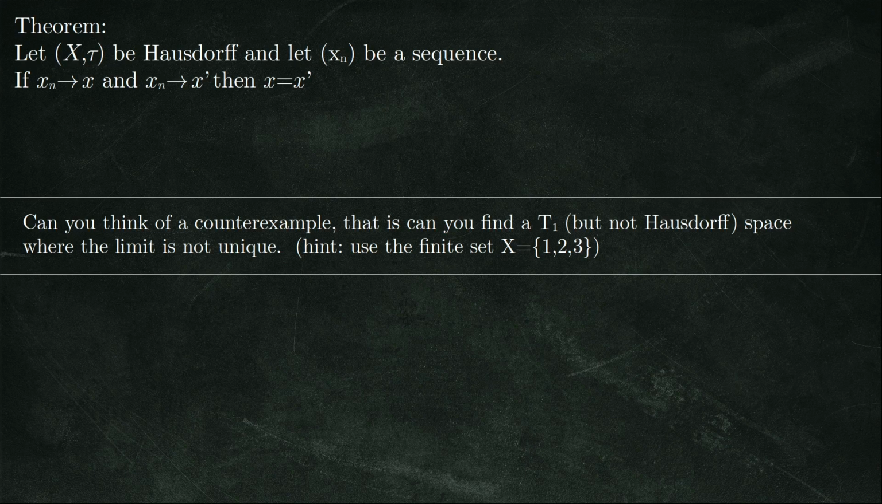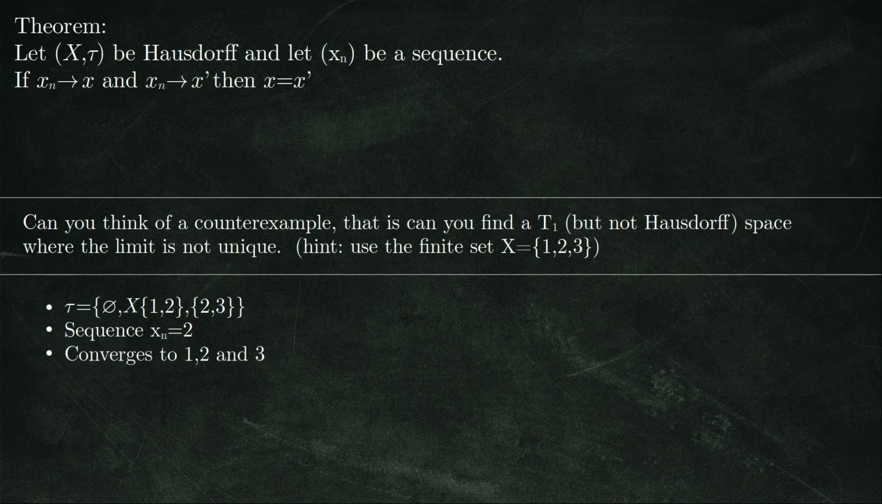Okay, now you've had a think. I'll give you at least one example. Our topology is here. The sequence is just the constant sequence 2. In this space, this converges to 1, 2, and 3. So here, the limit is not unique, and that's because our topology only gives us a T1 space, not a Hausdorff space.